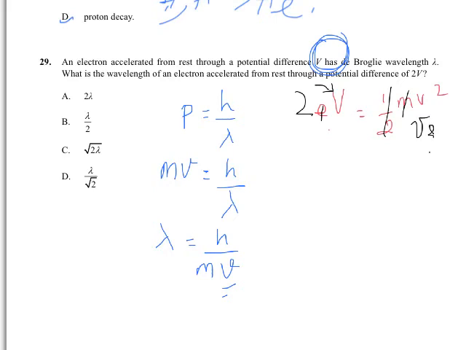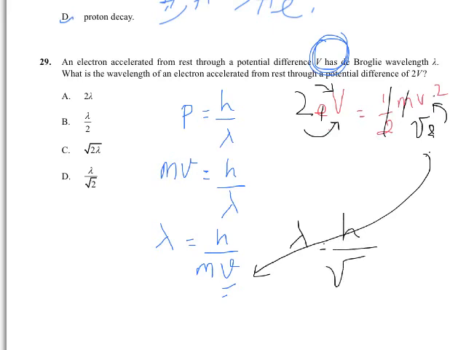Okay? Because that v term is squared. So therefore, by doubling the voltage, we are changing the velocity by a factor of root 2. So if we put that into that formula there, we are changing the wavelength by a factor of square root 2. Okay, so the answer would be D.